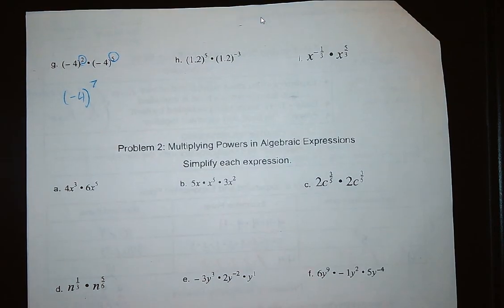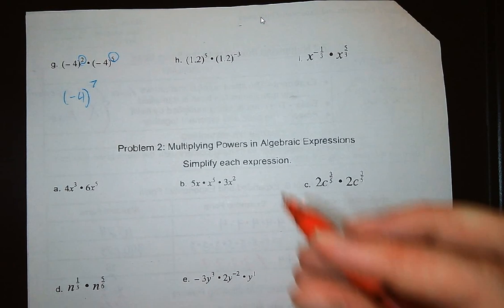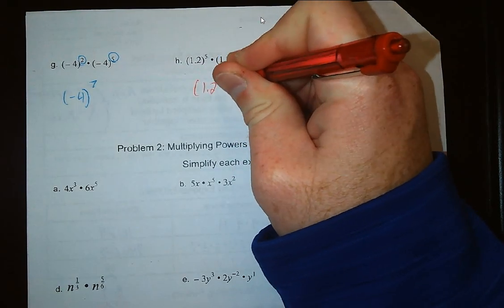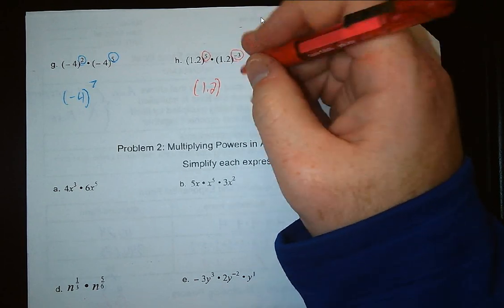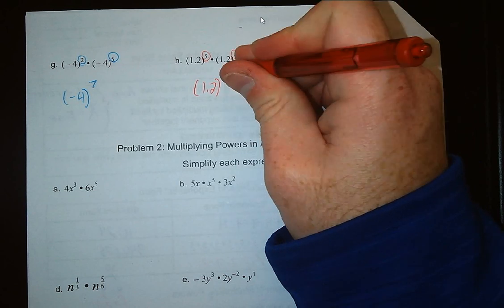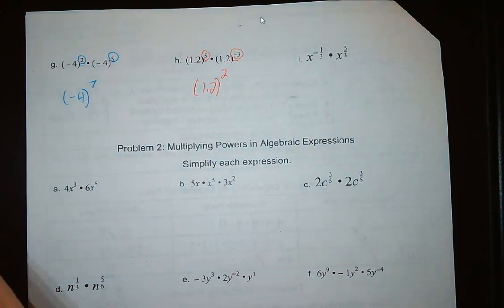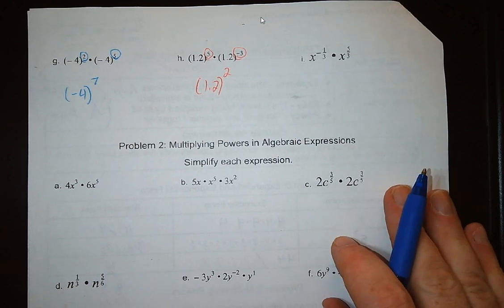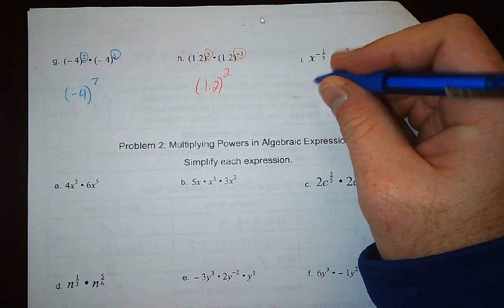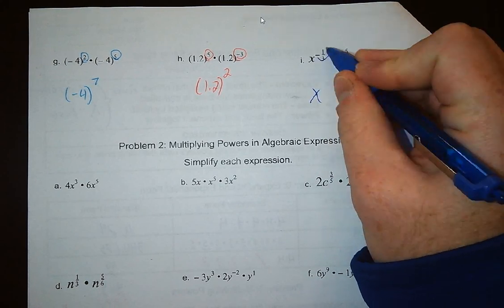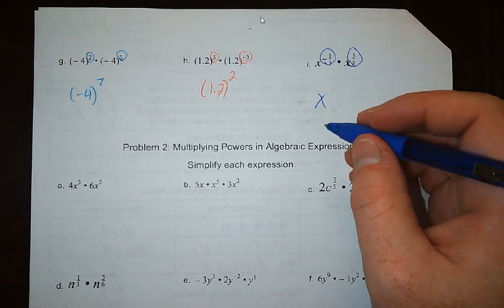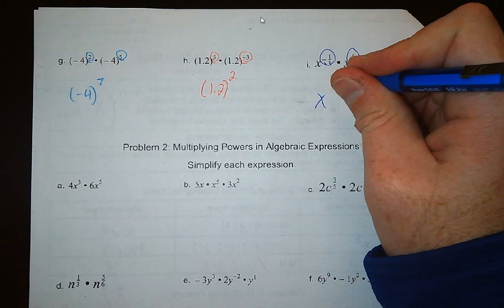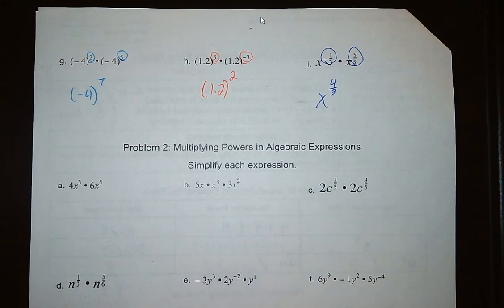Next up, we have letter H. We have the base is the same, 1.2. And our exponents, we have a 5 and a -3. 5 plus -3 is 2. So that'll be 1.2 squared. Letter I, we have the same base. They're both x. We have a -1/3 and a +5/3. -1/3 plus 5/3 is going to be 4/3 as your exponent.